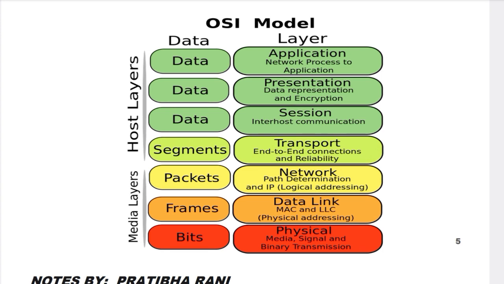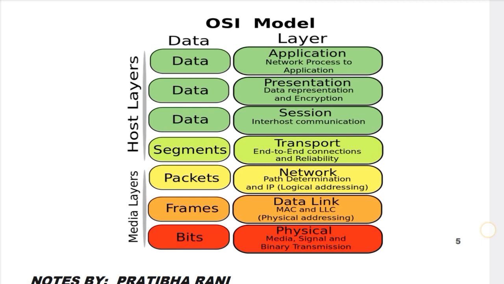The first layer is the physical layer, which is responsible for the active physical connection between the devices and transmitting individual bits. Here raw data is transferred in the form of bits. Then the second layer is the data link layer, which manages communication between directly connected devices, frames the data into frames and handles error detection. Here data travels in the form of frames.